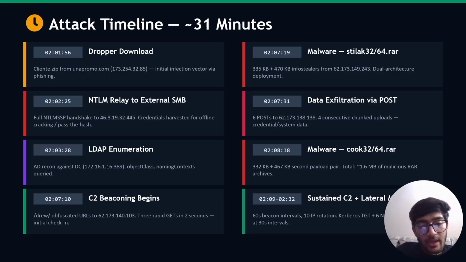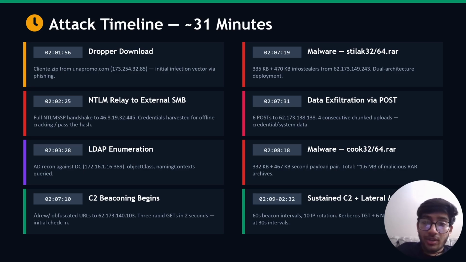Now let's move into the attack timeline. The attack's key phases spanned around 31 minutes. On the left-hand side, it shows the initial dropper client.zip was downloaded from yonapromo.com, and this was likely delivered through phishing, which triggered everything that follows. 30 seconds later, the malware initiated NTLM relay attacks, establishing full NTLMSSP handshakes to an external SMB server. The attacker was harvesting Windows credentials for offline cracking and pass-the-hash attacks.